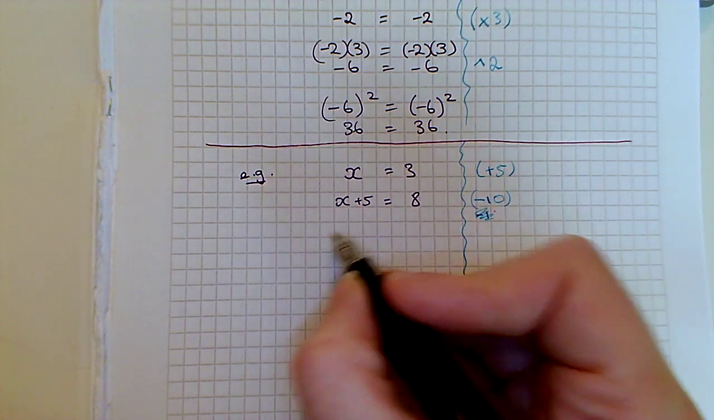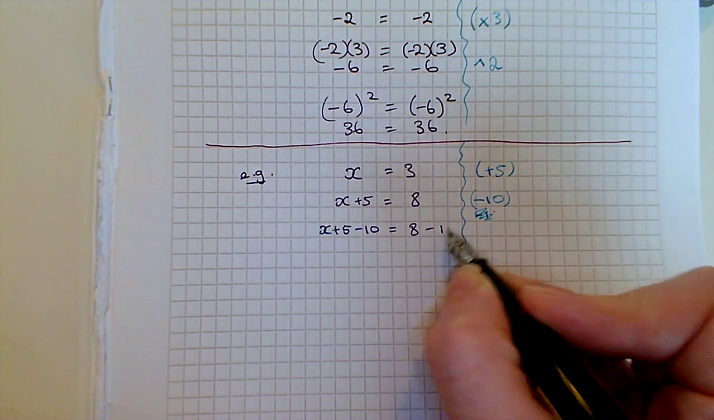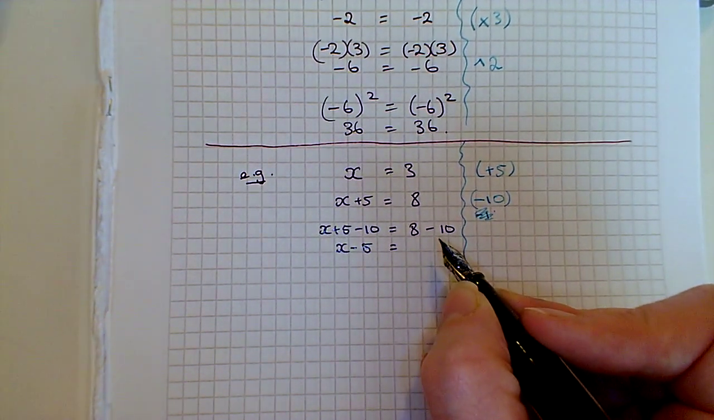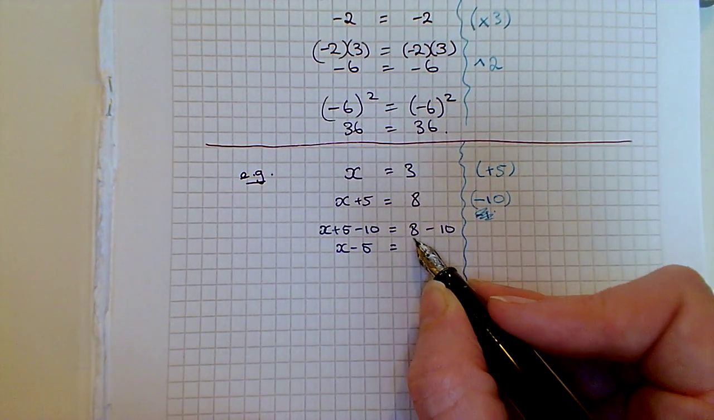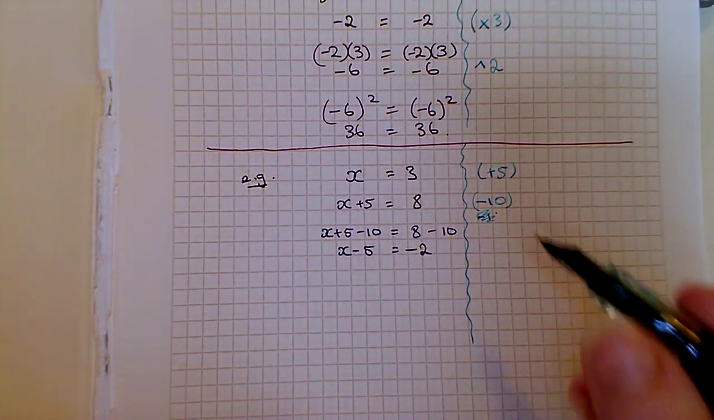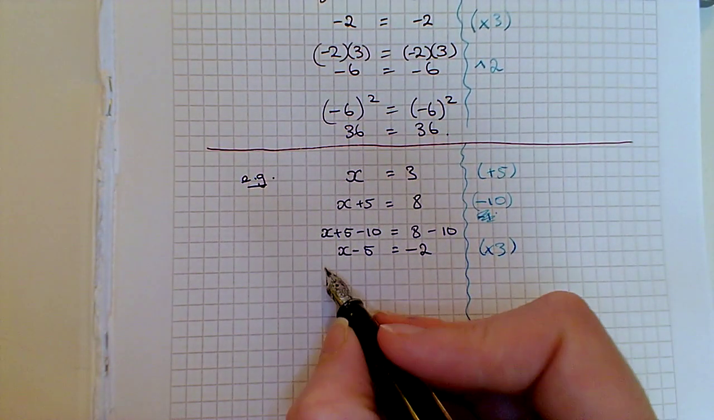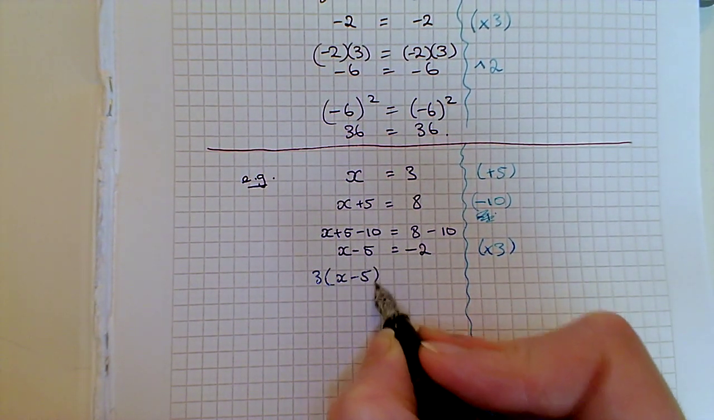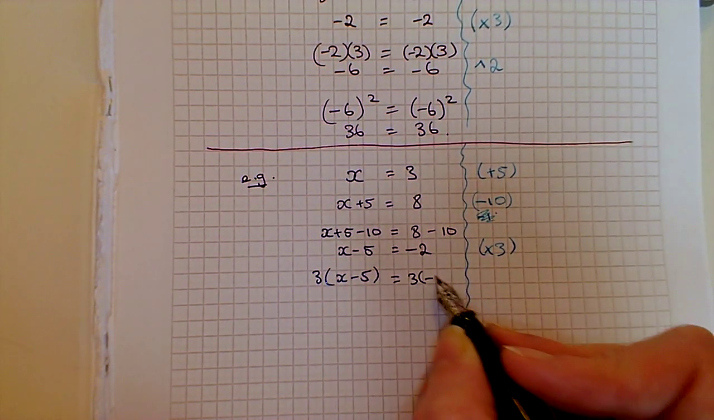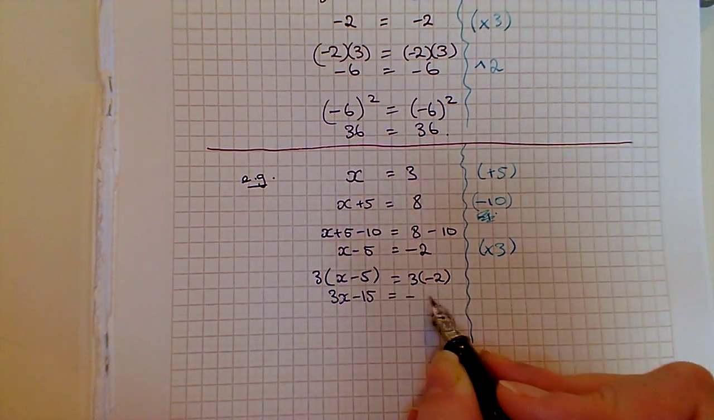then x plus 5 take 10 is equal to 8 take 10. So we have x minus 5 is equal to minus 2. So you can see that we're getting more complicated equations now when we do this. Multiply by 3. I must do the whole side, okay? I can't just do 3 times x, it's 3 times x minus 5 is equal to 3 times minus 2. So I get 3x minus 15 is equal to minus 6.